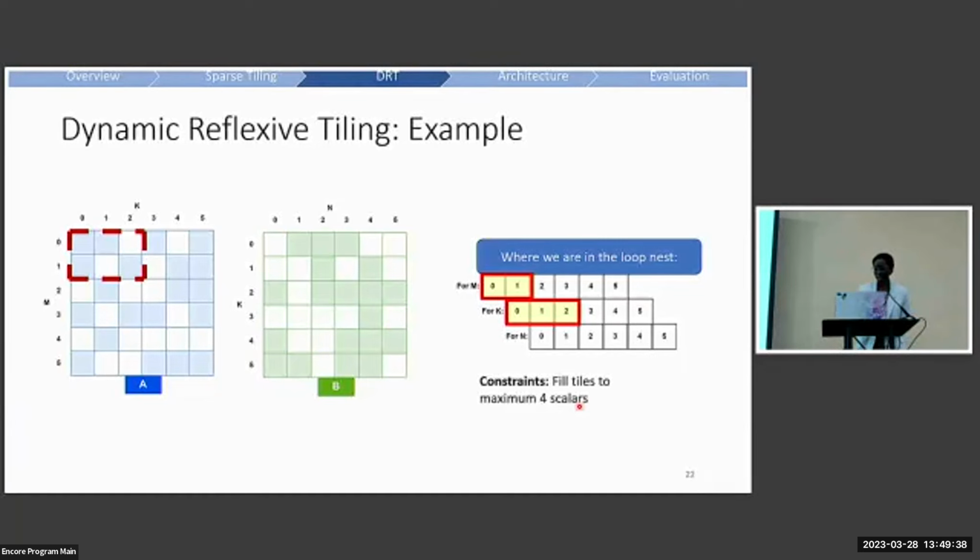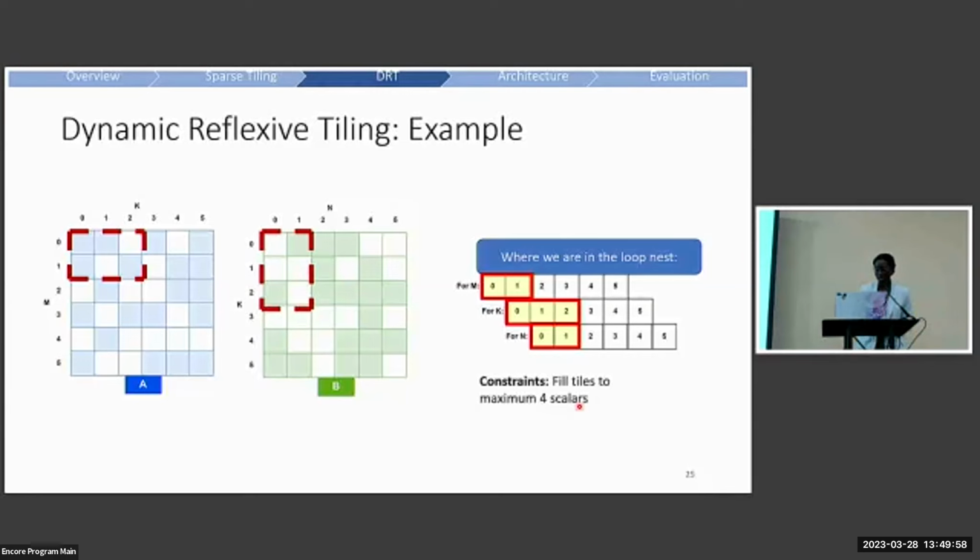Growing by 1 on K, our buffer is now full with 4 non-zeros, so A is done. Since A is fixed, we can now grow B. B is constrained by the K dimension of A, but can still grow along N, so we're going to grow along N by 1 until the buffer hits 4 or less than 4.